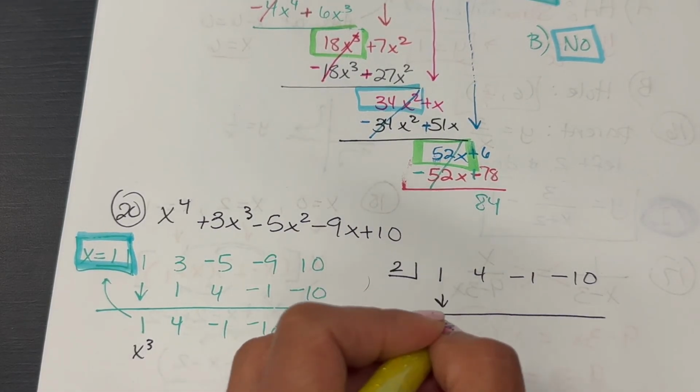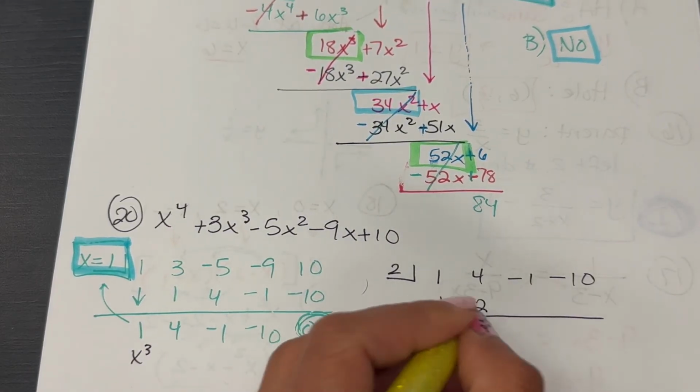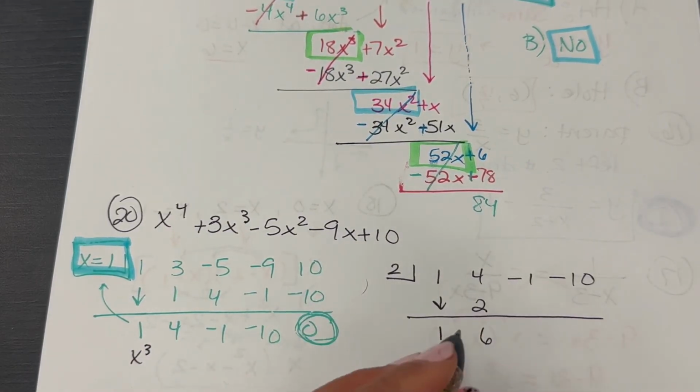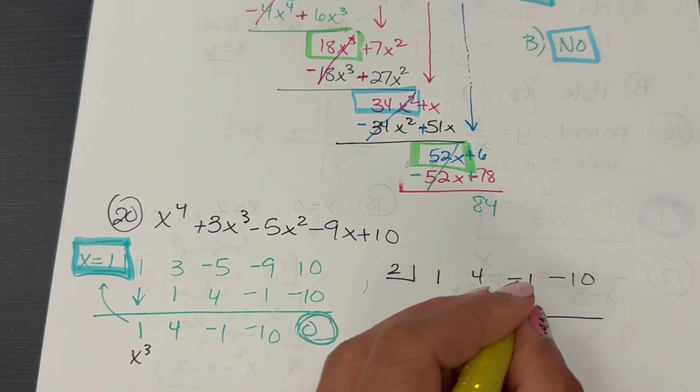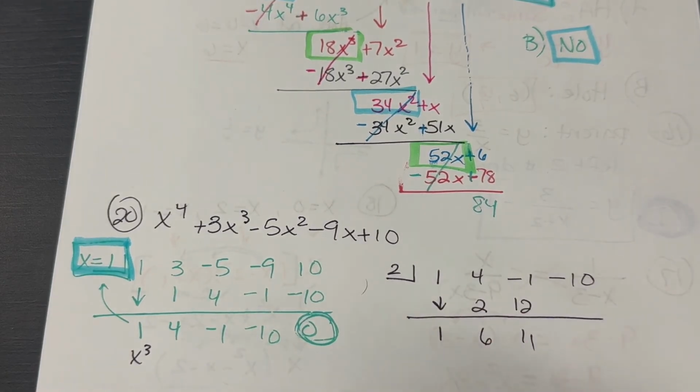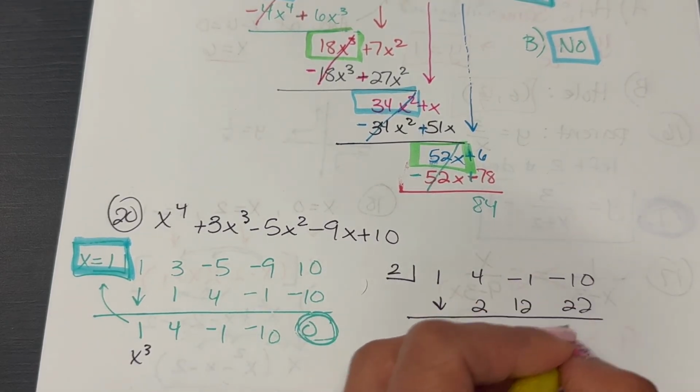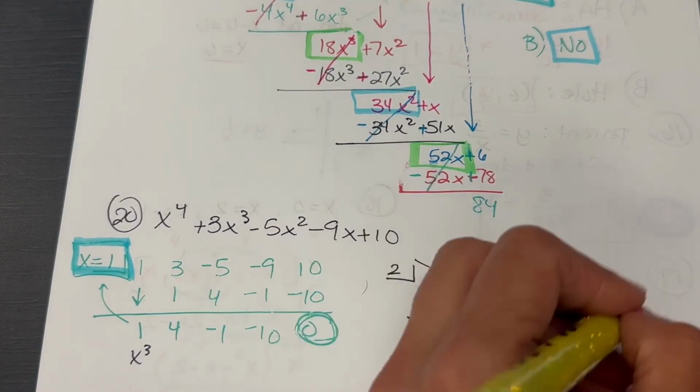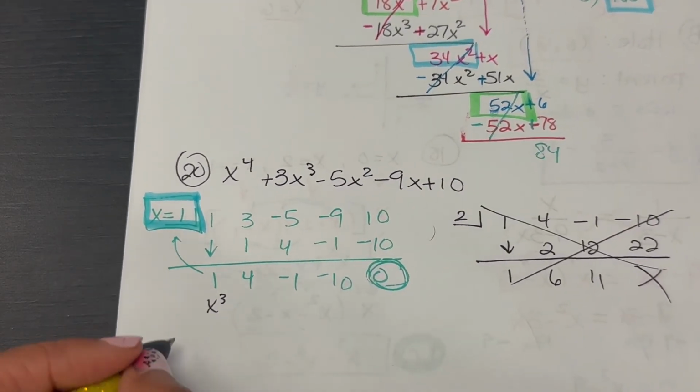So do the same things. Bring down the 1. 1 times 2 is a 2. 4 plus 2 is 6. 6 times 2 is 12. -1 plus 12 is 11. This one's not going to work. I'm not getting a 0. So this one didn't work. Okay, so let's try it again.